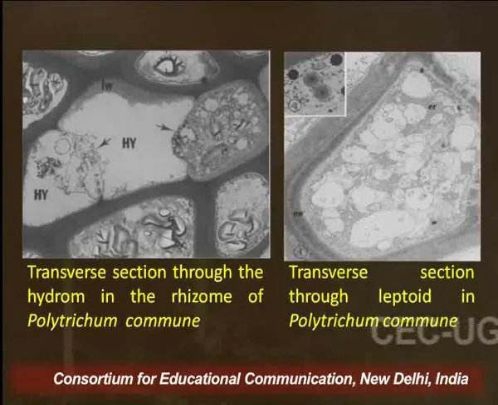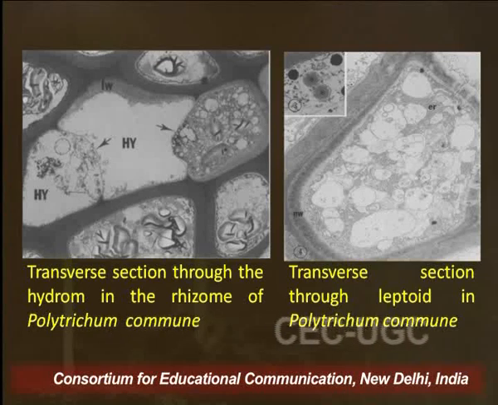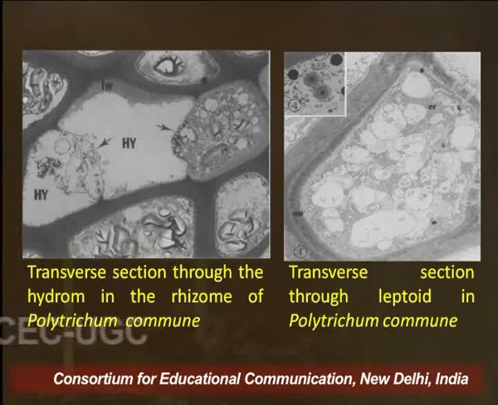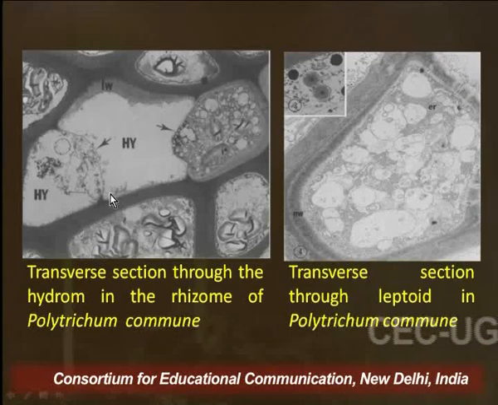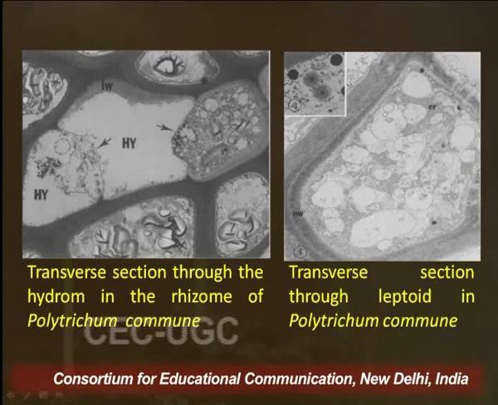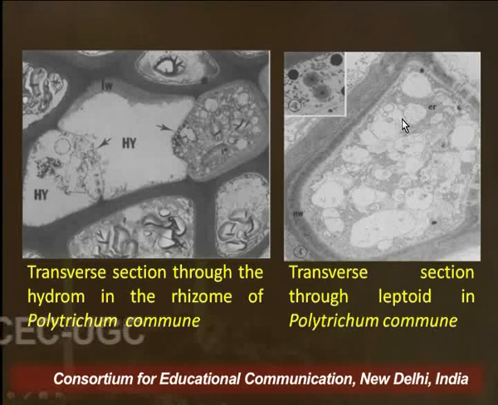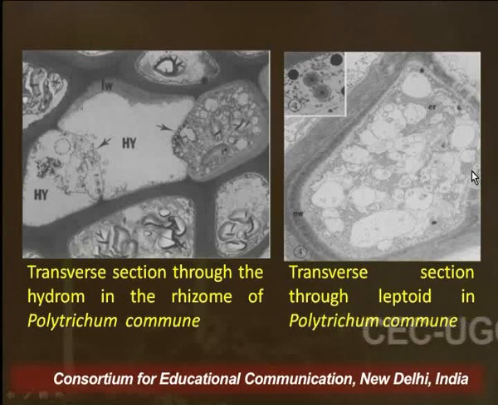You can see in these diagrams a transverse section through the hydrome in the rhizome of Polytrichum commune, and similarly the TS through the leptoids of Polytrichum commune. Here we can see very clearly that the hydroids have a different cytoplasmic content as compared to the leptoid cells. In the leptoid cells we can see large vesicles which help in the transfer of nutrient resources contained in these vesicles.